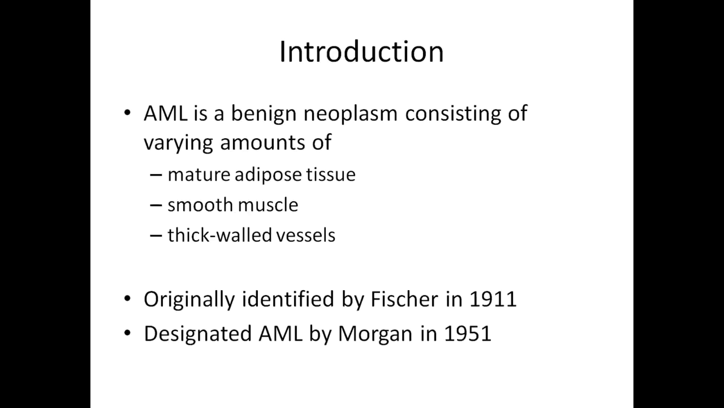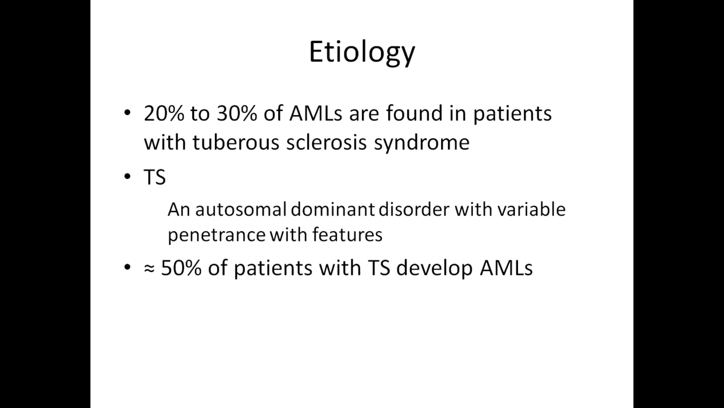Then come the angiomyolipomas. Angiomyolipoma is a perivascular epithelioid tumor, called PEComas. It is a benign neoplasm consisting of adipose tissue, the fat tissue, and smooth muscle and thick-walled blood vessels. It was originally identified by Fischer in 1911, and Morgan named it in 1951. Etiologically, it is usually associated with tuberous sclerosis, which is a syndrome involving multiple vascular lesions in the body.